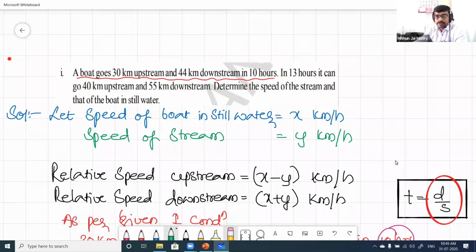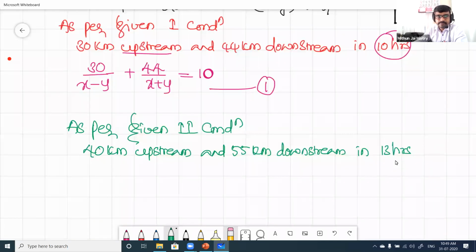So now 40 kilometer upstream. Upstream, what is the speed? Upstream is X minus Y, relative speed. Distance by speed, so this is the time taken by the boat to travel upstream, right? Next, 55 kilometer downstream. Downstream, what is the speed? X plus Y. Done. For this totally they took how much time? 13 hours.